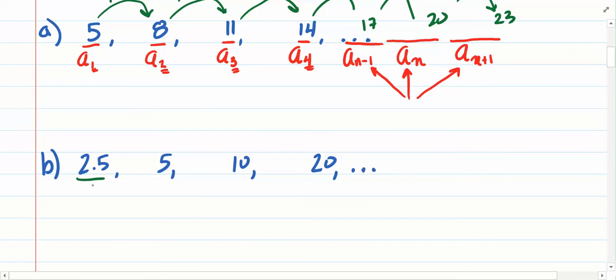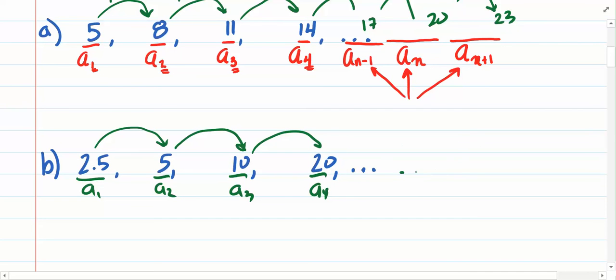This represents a sub 1. This represents a sub 2. This is the third term. This is the fourth term. How would we describe this pattern? How do we go from here to here? How do we go from here to here? How do we go from here to here? So what would be a sub 5? What would be a sub 6? And what would be a sub 7?